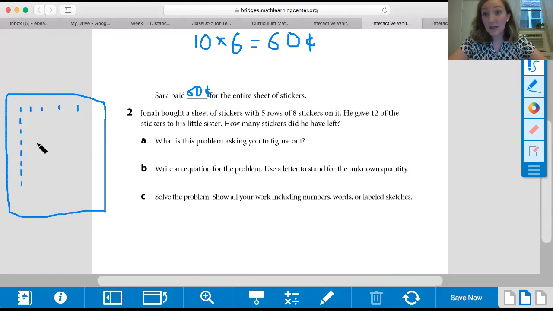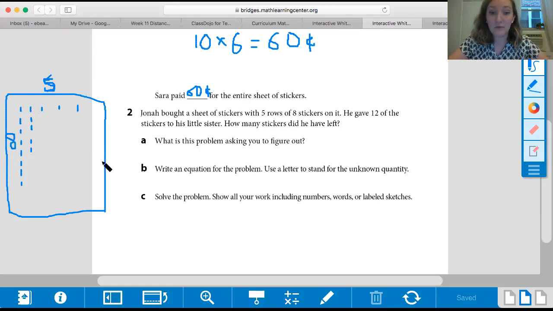It would take me a really long time, but I could put in all the little stickers here, put them in their place in the row. I'm not really going to do that. I'm just going to remember that this is 5. That was a bad 5. This is 5 by 8. That's what his sticker sheet looks like, okay?